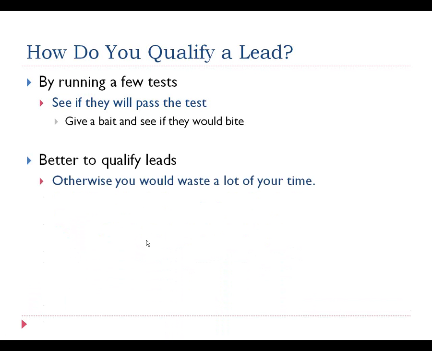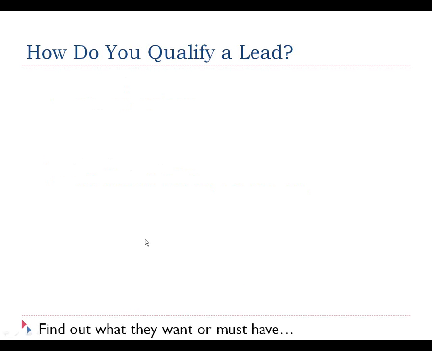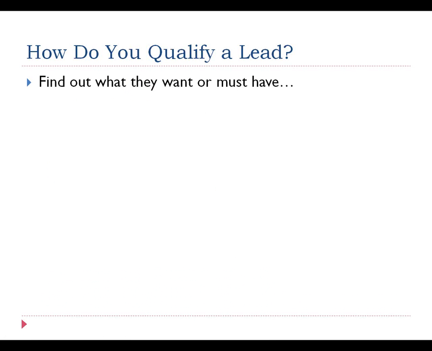Now, it's better to qualify your leads, or otherwise you are wasting a lot of your time. So you need a system in place for qualifying leads. Okay, so how do you qualify a lead? Find out what they want or must have. Like I said, you need to find out what they want. But what they want isn't enough. What must they have?